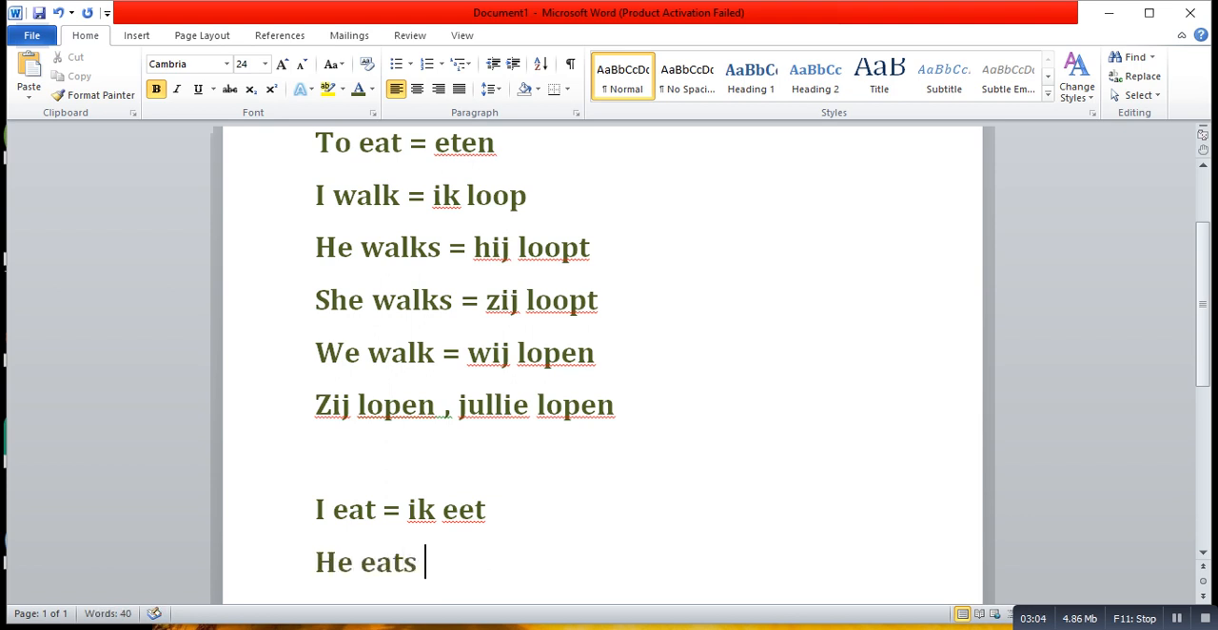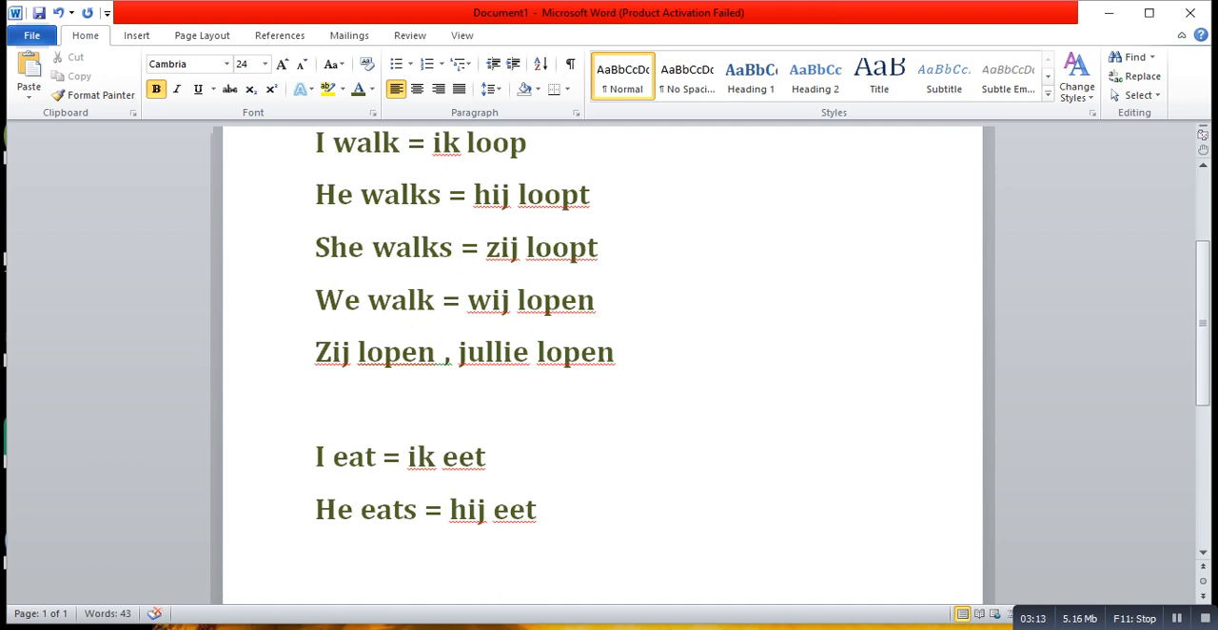He eats. Yes, again. Hij eet. He and she is always the same, so same in Dutch here. Zij eet. She eats, zij eet.